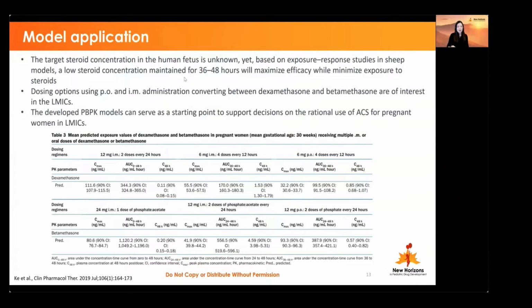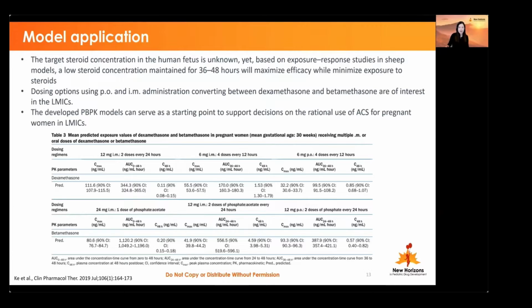And then for model application, the target steroid concentration in the human fetus is unknown, yet based on the exposure response study in sheep, a low steroid concentration maintained for roughly 36 to 48 hours will maximize efficacy while minimizing the exposure to the steroid in a fetus. And for the low and middle income countries, the dosing option using both oral and intramuscular administration and converting between these two steroids are of interest.